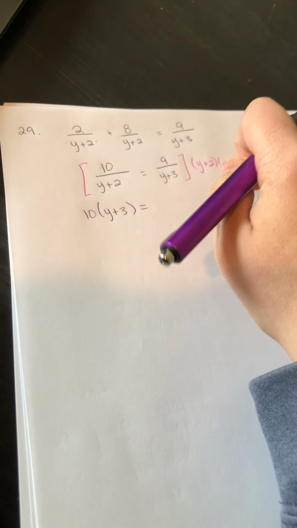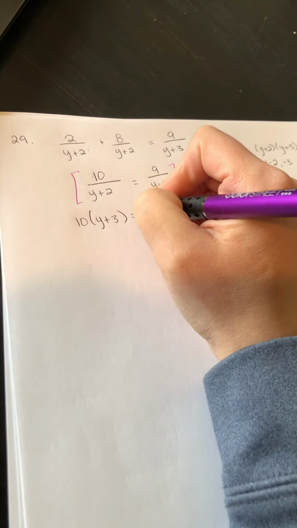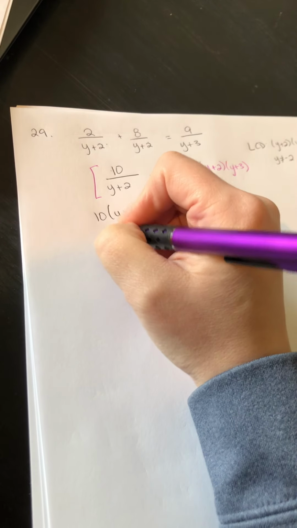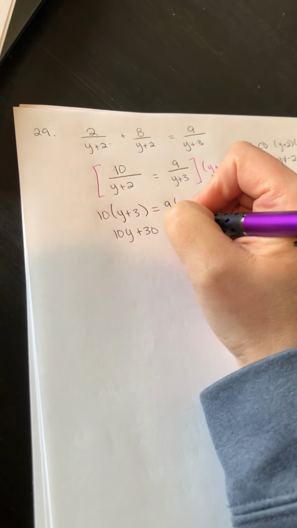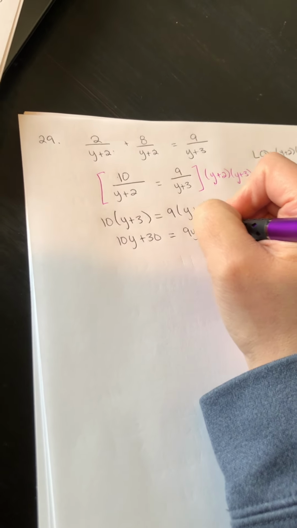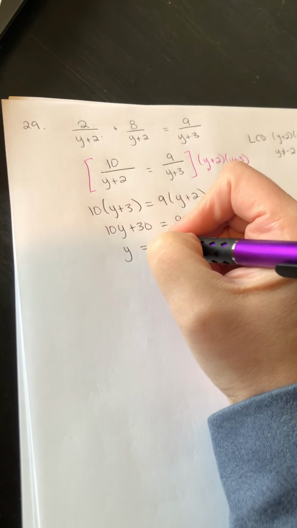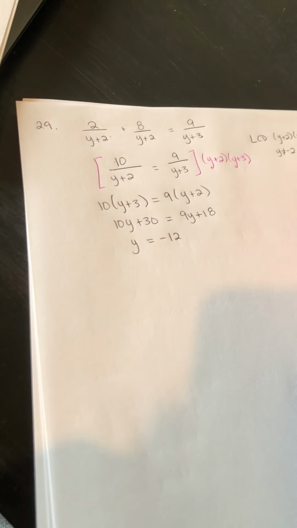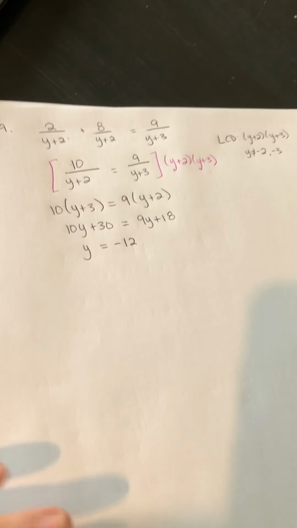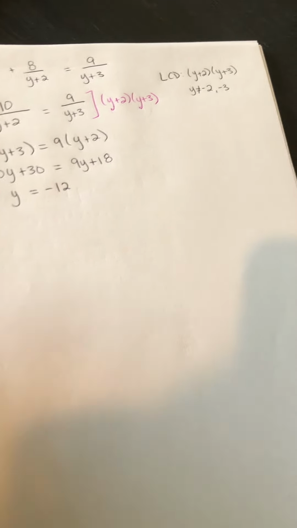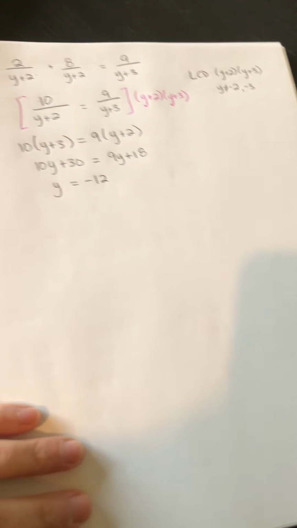When I do this one times this, my y plus 3's cancel, and I'm left with 9 times y plus 2. So distribute, I've got 10y plus 30 is equal to 9y plus 18. Solve, subtract 9y, I get y is equal to 18 minus 30, which is -12. Well, that's not -2 or -3, so it should work. And it does. I didn't actually write that one all the way down on there, but if you plug it in, it does work. I put a check mark. I just didn't write out the numbers.